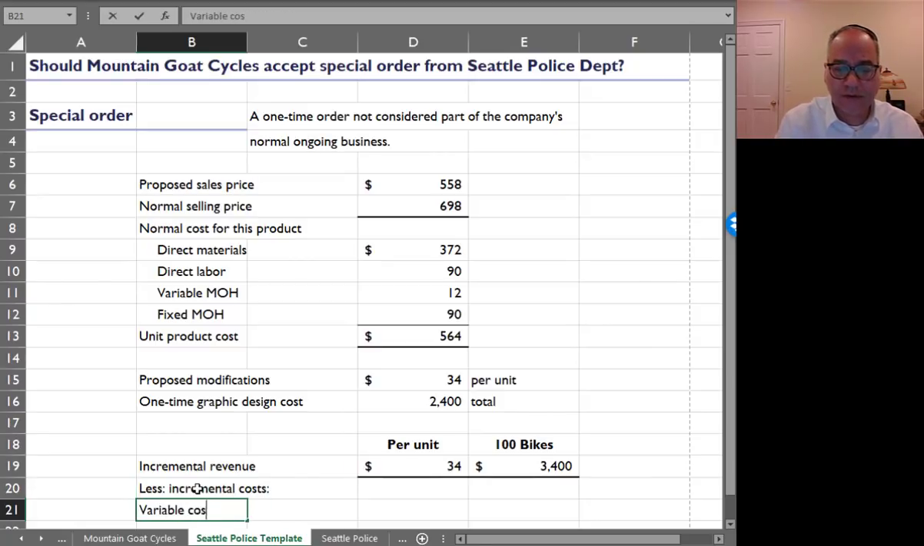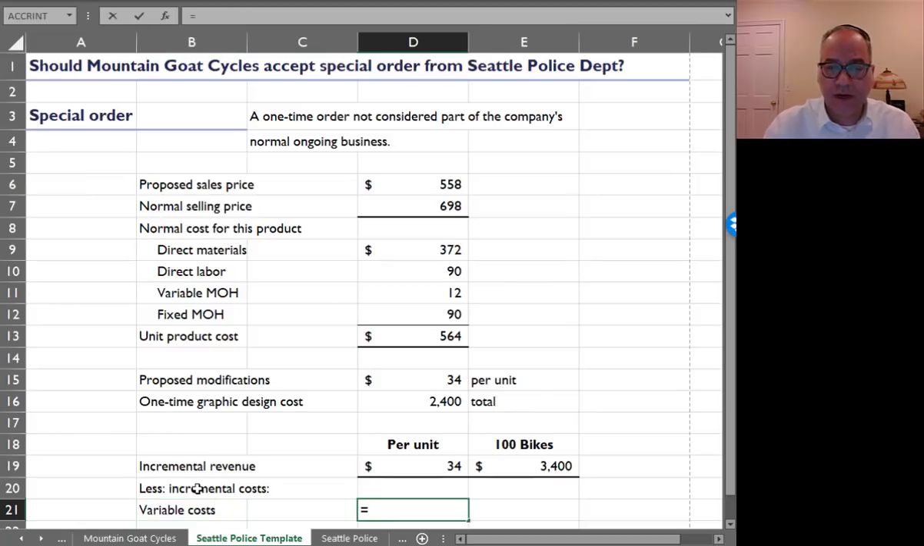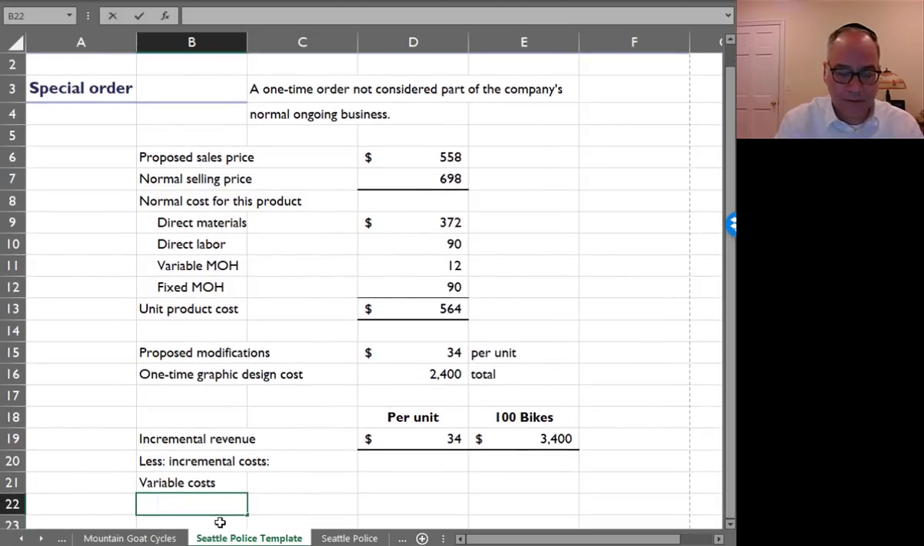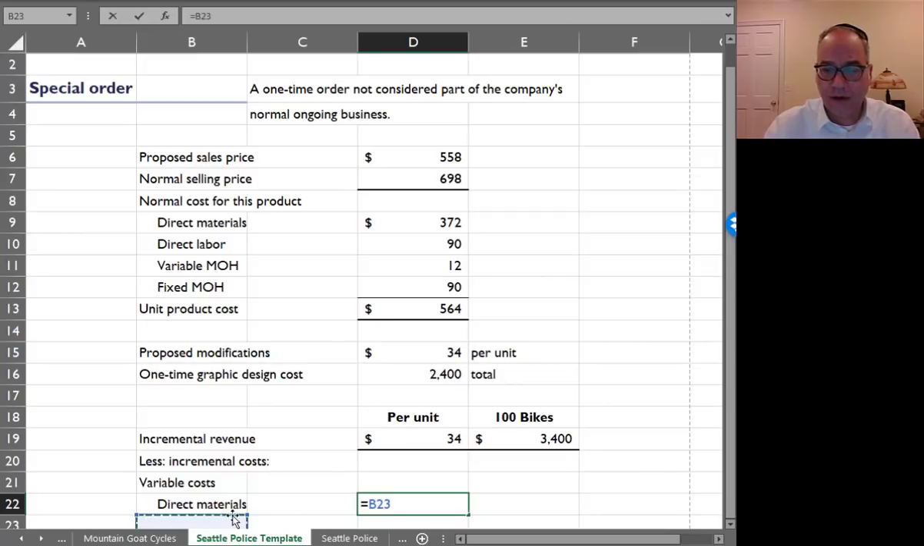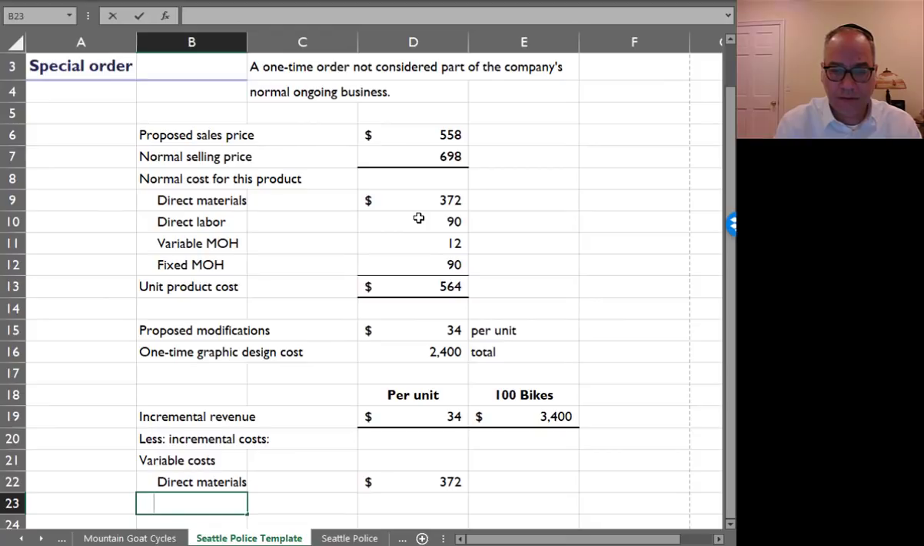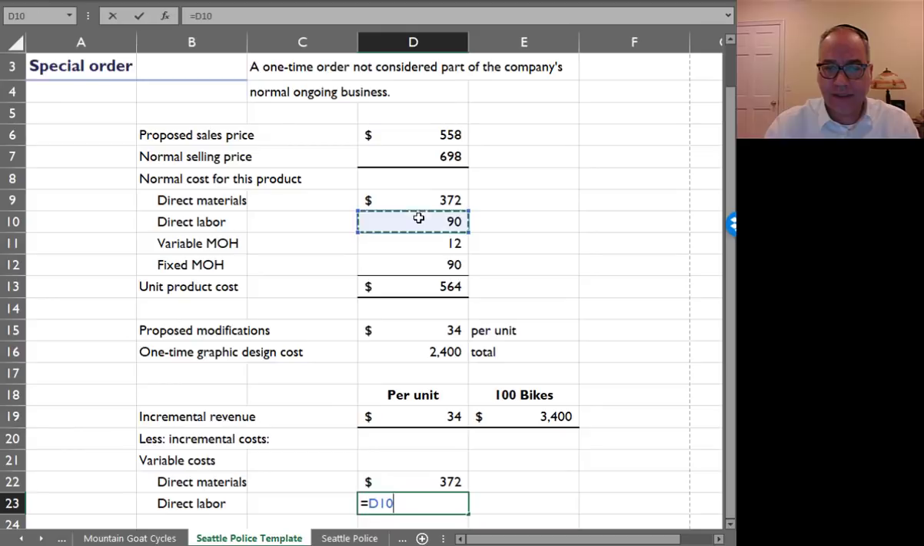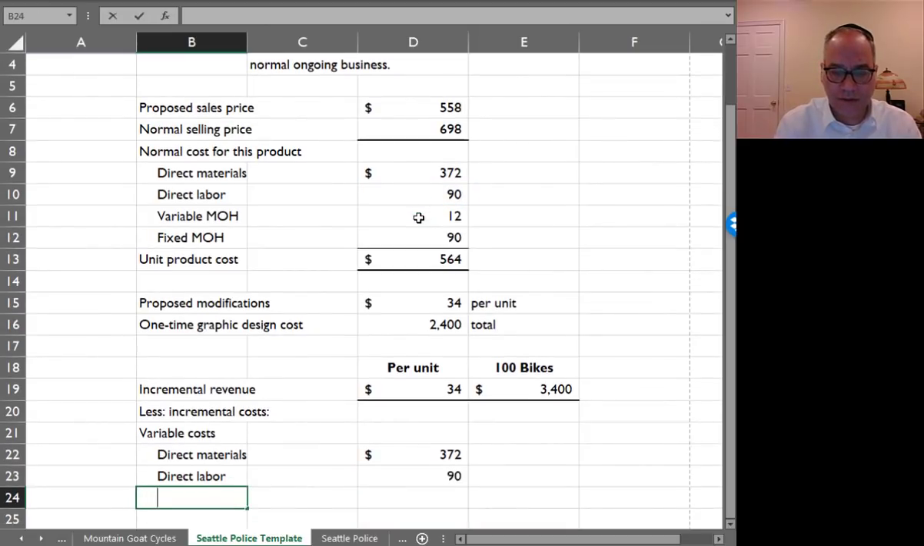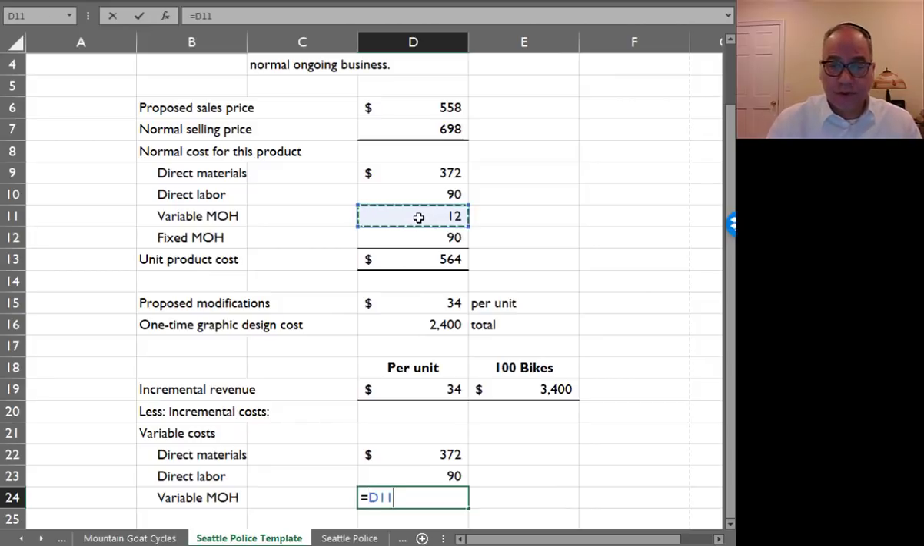So I'm going to start off with variable costs. And one variable cost is going to be direct materials of $372. Another is direct labor for $90. And another is variable manufacturing overhead for $12.